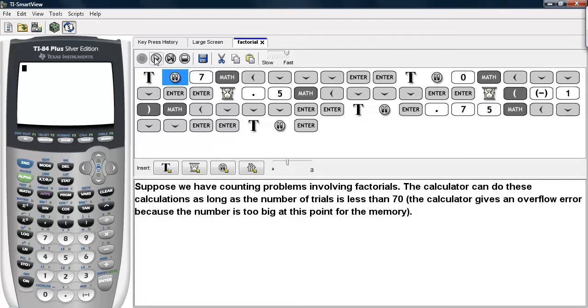Suppose we have counting problems that involve factorials. The calculator can do these calculations as long as the number of trials is less than 70. The calculator will give an overflow error because the number is too big at this point for the memory. 70 factorial is a very large number, and the calculator's memory cannot store all of the digits accurately.